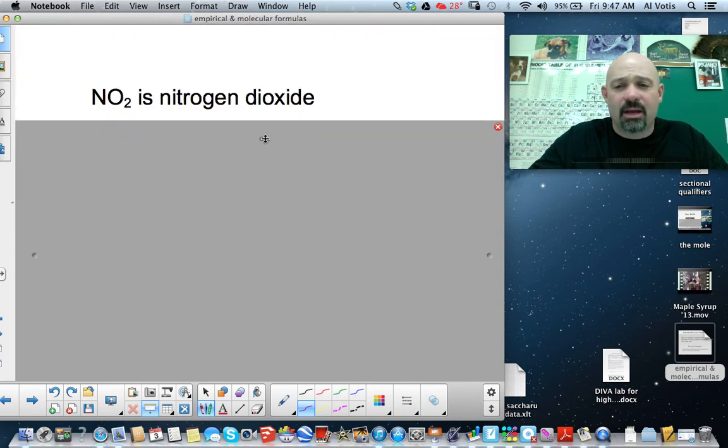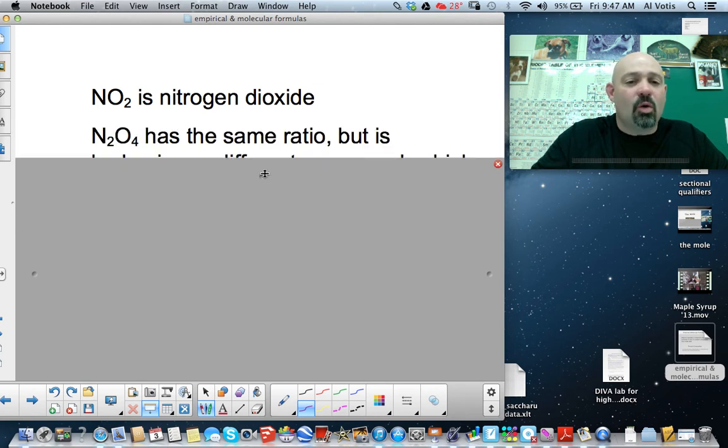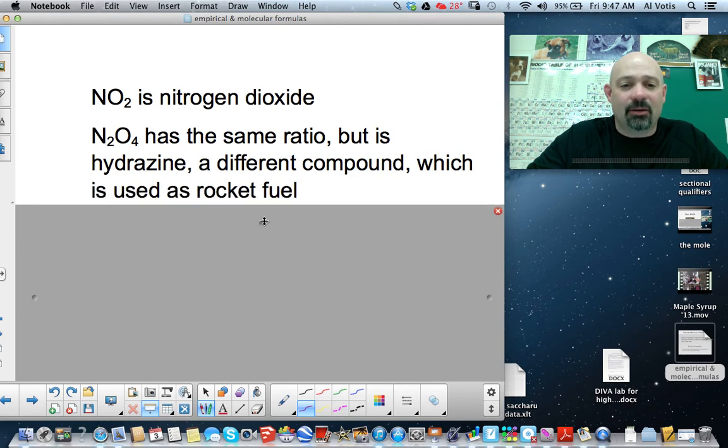So NO2 is nitrogen dioxide. That's one of the byproducts that comes out of burning gasoline, for example, in your car. It's not a real great thing to have around. N2O4 has the exact same ratio. So if we reduced N2O4 down to NO2, it looks like it's the same substance, but N2O4 is a different compound completely. It does not have the same chemical and physical properties. It's called hydrazine, and it's used as rocket fuel. So very different substances that have the same simplest whole number ratio.